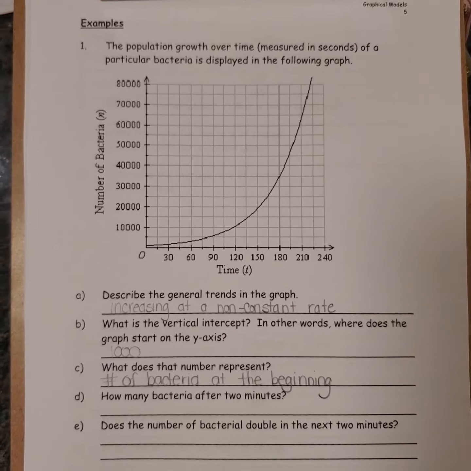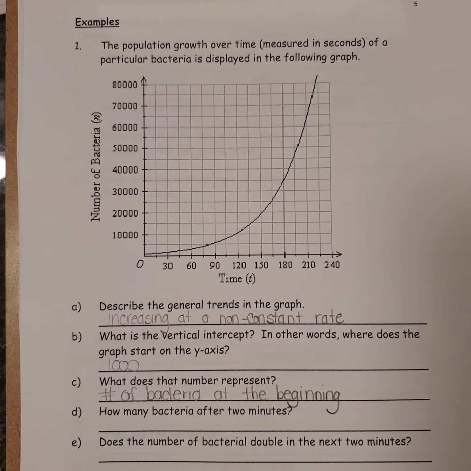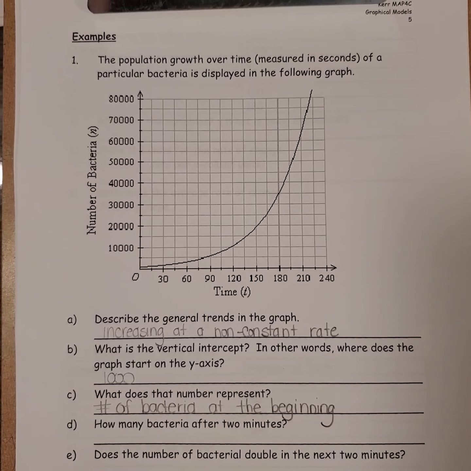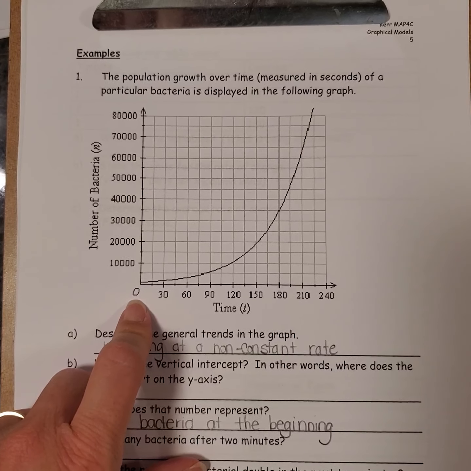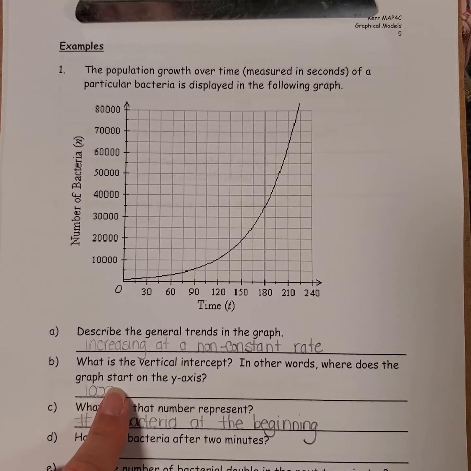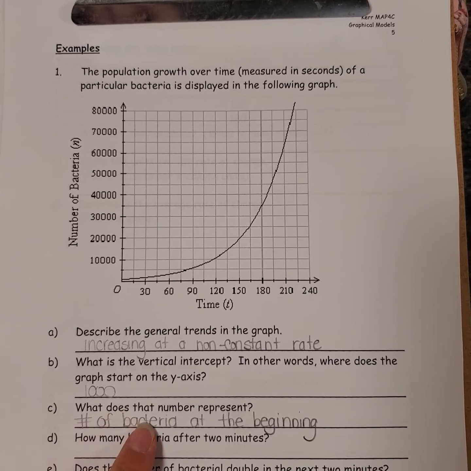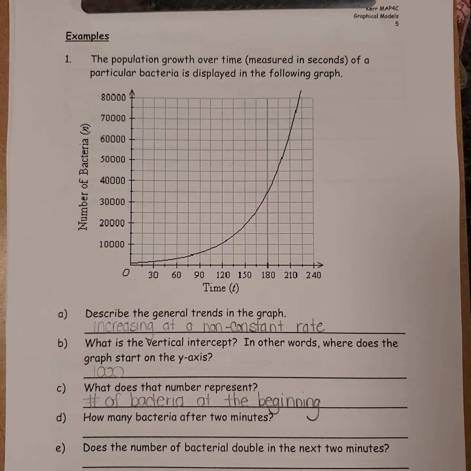Okay? That vertical intercept represents the number of bacteria at the beginning, okay? So let's say at the beginning of the experiment or at the beginning of the growth period. So we are not starting with 0 bacteria. We are starting with 1,000 samples or units of bacteria, okay? And then we can see it grows at a non-constant rate.